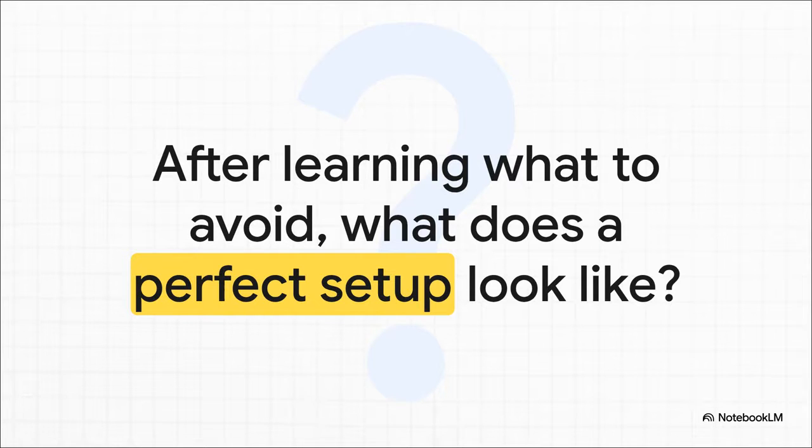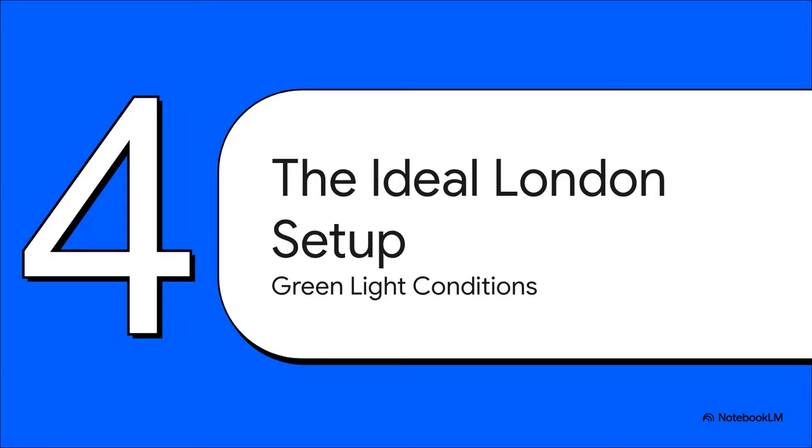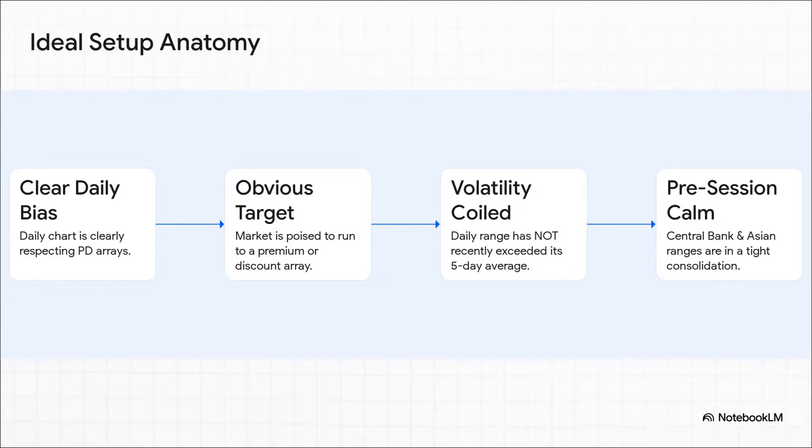Okay, so we've built a really powerful filter to keep us out of trouble. But that raises the obvious question, right? What does a perfect, high-probability setup actually look like? So let's flip the script now and define our green light conditions. After all the red flags are absent, these are the positive factors that signal a prime environment for a clean, high-probability London trade.